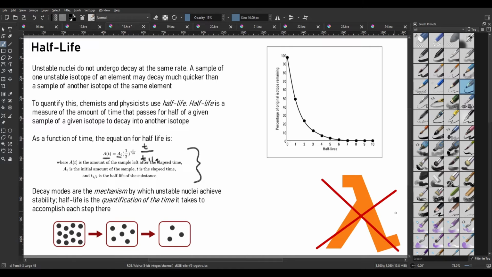It is not this half-life, don't get the wrong impression. But half-life, if we were to graph it, would look something like this. If we were to graph this for a group of isotopes.